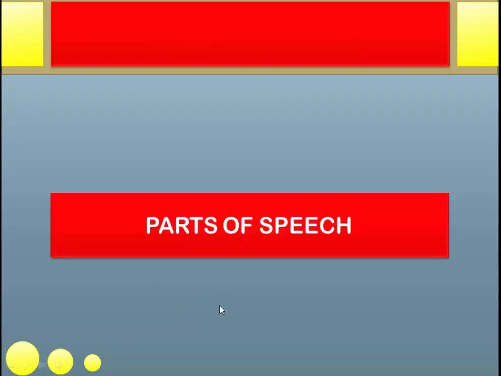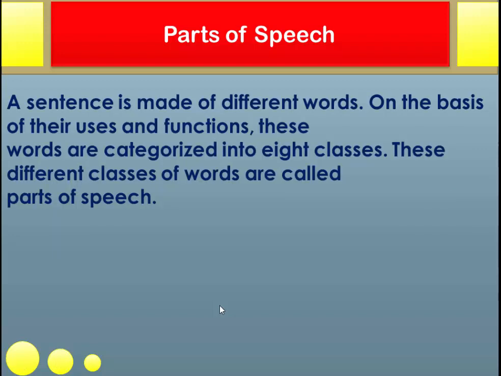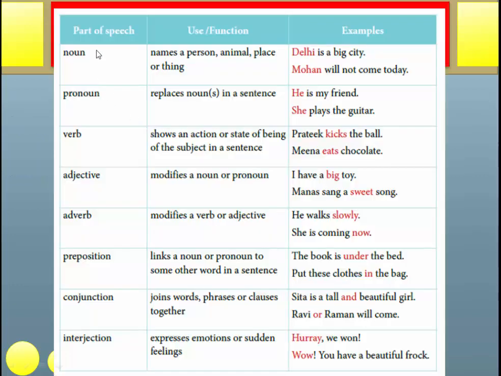Now we are going to learn about the parts of speech. A sentence is made up of different words. On the basis of their uses and function, these words are categorized into 8 classes. These different classes of words are called parts of speech. So we will just see these parts of speech. First is the noun. Name of a person, animal, place, or thing is called a noun. Delhi is a big city. Mohan will come today. So Delhi and Mohan are nouns.